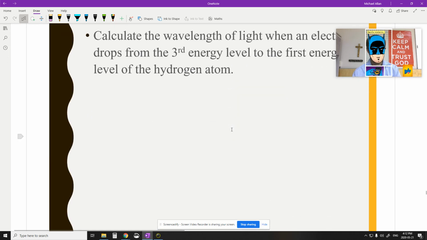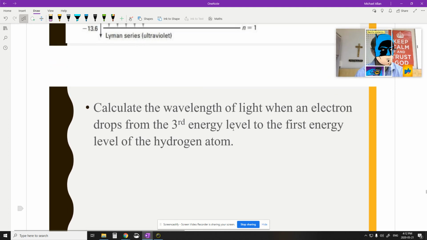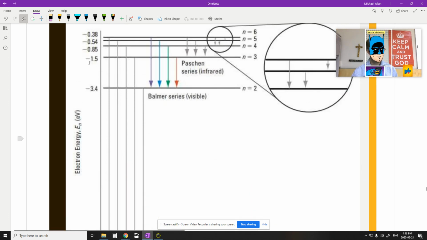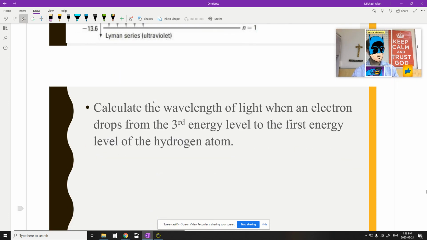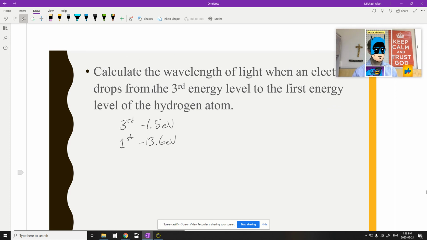Okay. So how do we use these diagrams to do anything? Well, if I want to calculate the wavelength of light when an electron drops from the third to the first energy level, from the third to the ground state, you just use the numbers on the side. So the third state is 1.5. The energy on the third state is negative 1.5 electron volts. The energy on the first state is negative 13.6 electron volts.